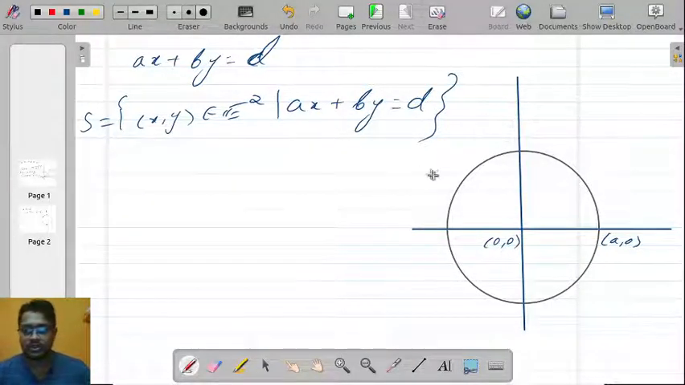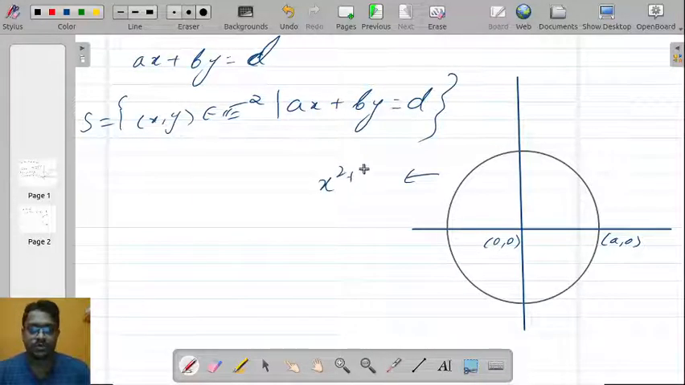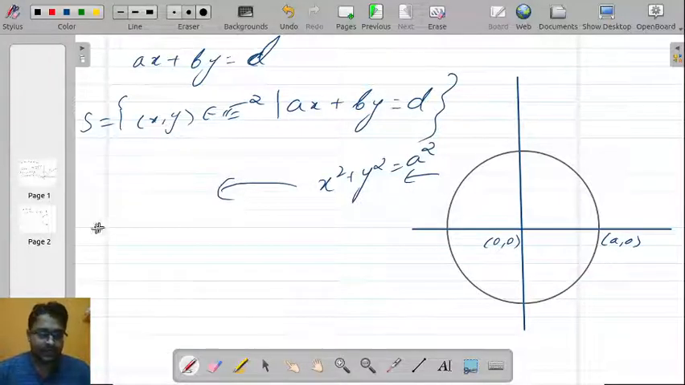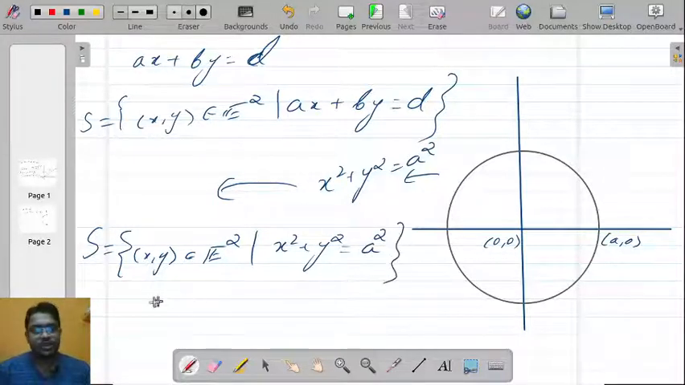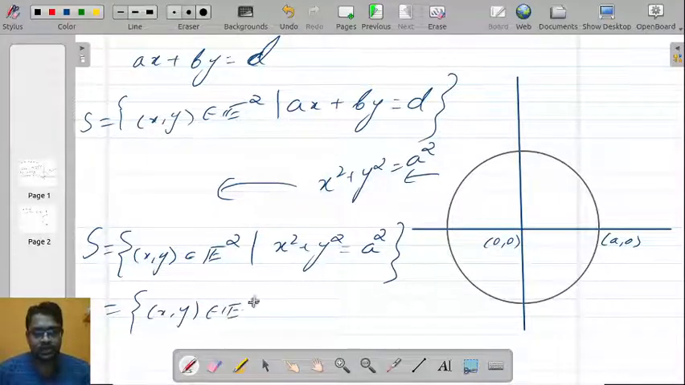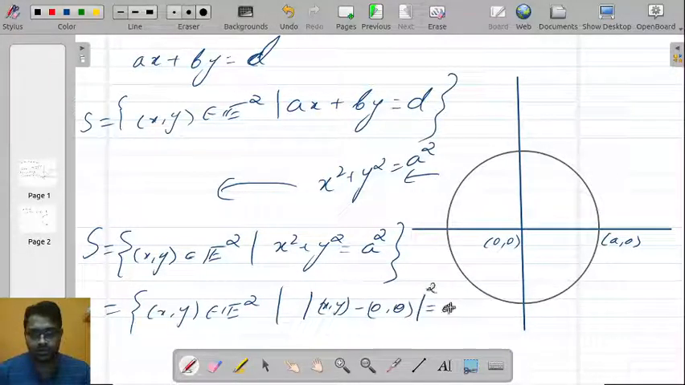So what is the equation of this circle? This circle has the equation x square plus y square is equal to a square, and so we can represent this circle as a point set. It is the set of all those (x, y) in E square which satisfy x square plus y square equal to a square, or we can write it this way. It is the set of all those (x, y) in E square that satisfy the distance mod of (x, y) minus (0, 0) squared equal to a square.